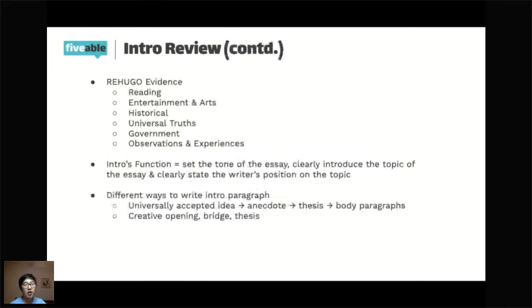All right, so in terms of the types of evidence that we can use, and this is also important for the body paragraphs, remember REHUGO. R for reading, E for entertainment and arts, H for historical, U for universal truths, G for government, O for observations and experiences. And those are all the different ways that you can use evidence to essentially strengthen your point and strengthen your thesis.